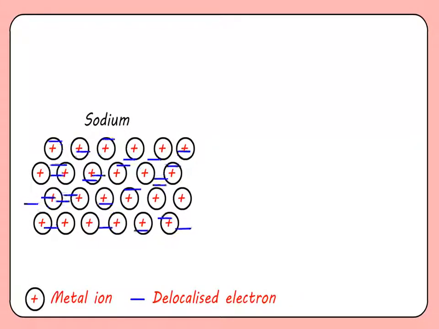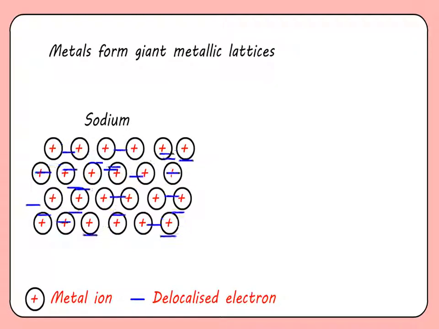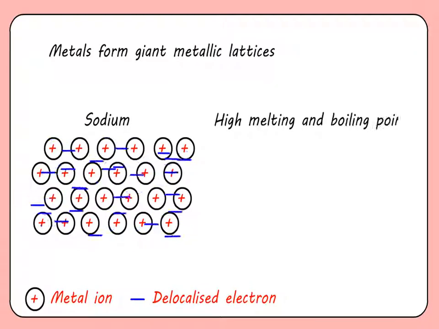Metals form metallic bonds, which are formed from positive metal ions, and the outer electrons, which are delocalized. Metals form giant metallic lattices, which, like all giant structures, have high melting and boiling points, since the strong metallic bonds need to be overcome to melt them. Metals conduct electricity as the delocalized electrons are free to move and carry the charge.